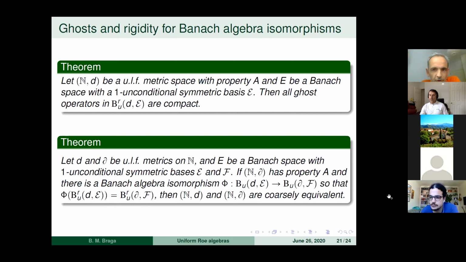Fernando, go ahead. Okay, good morning. Good afternoon, actually. I have a question. In the case p equals 2, property A is a characterization of the nuclearity of the Roe algebra. My question is, in the Banach space scenario, it seems that property A plays a more secondary role, but do you have some kind of approximation property in the Banach space or Banach algebra scenario if you assume property A? So some kind of factorization, some kind of finite?